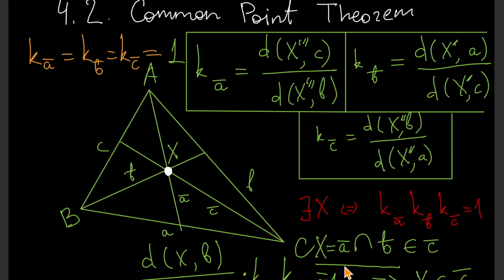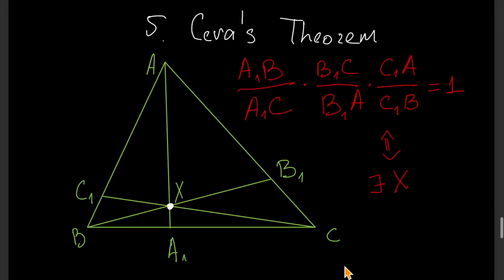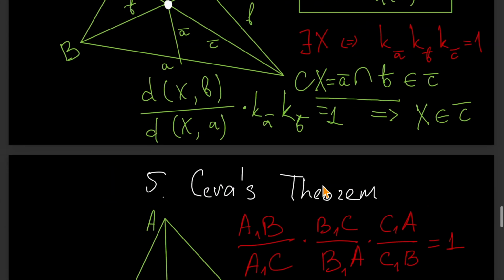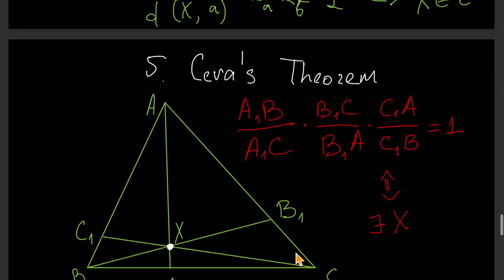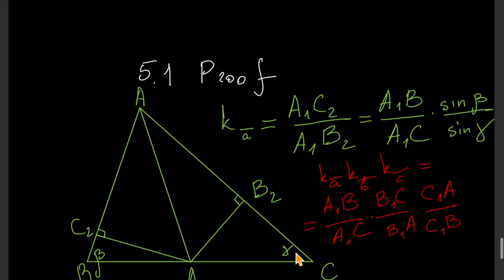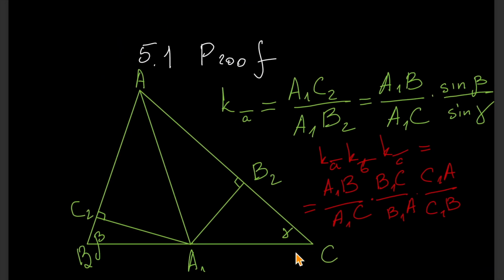Okay, so now we can proceed to Ceva's theorem, which is a celebrated result, and in many cases it is easier to verify this algebraic equality than to prove the existence of the common point. Its statement is very similar to the last theorem, except that instead of k a bar, we have this ratio, and similarly for b bar and c bar. Okay, so let us prove it. The proof is actually quite simple.